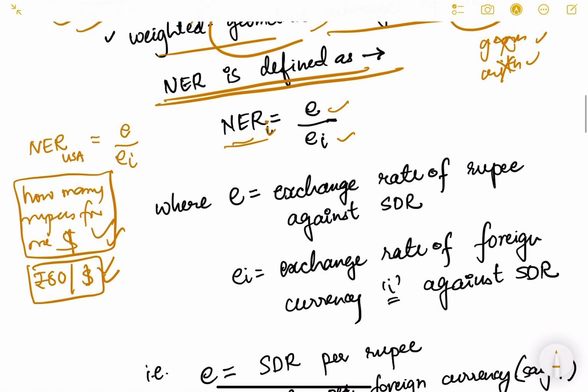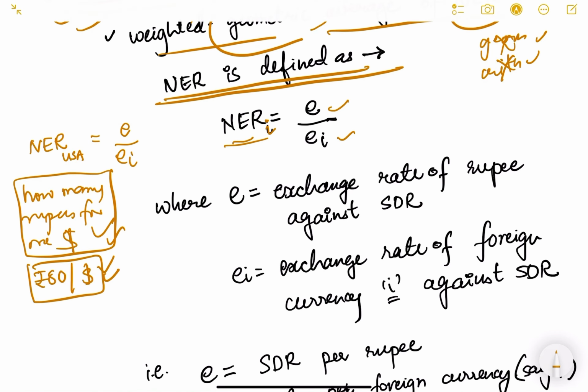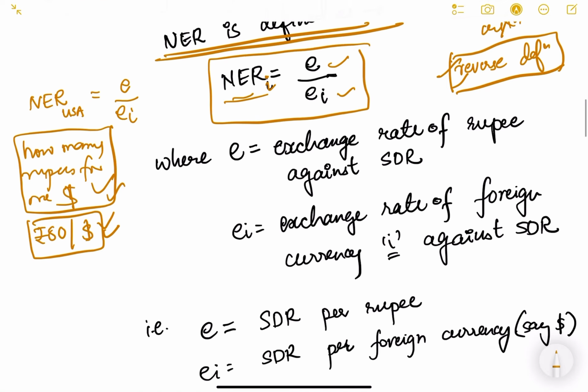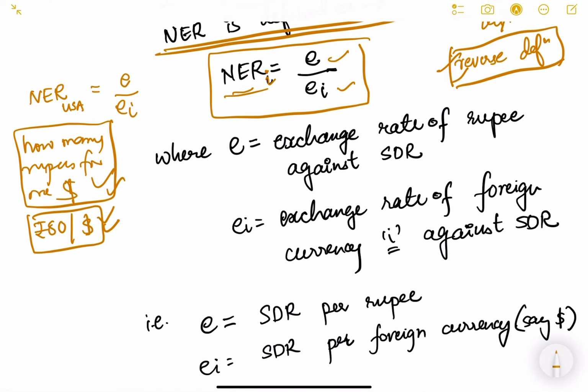But here the nominal exchange rate is defined as E upon EI. And this definition is important just to understand why in India we use the reverse definition. Why the reverse definition of exchange rate is used in India, that is because of this definition. So what is E? Let us understand. The E in the numerator is basically the exchange rate of rupee against SDR. So we look at the value of rupee against the international reserve asset, which is the SDR, because the value of SDR is considered to be stable.